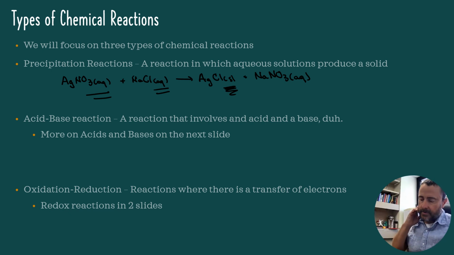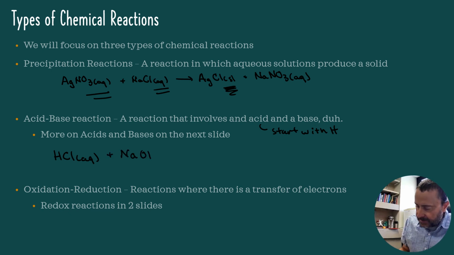All right, acid-base reactions, right? Well, they are going to have an acid and a base reacting together. And we're going to talk more about how to spot acids and bases here in a little bit, but acids start with an H. So unless it's water or hydrogen peroxide, if you see a compound that starts with an H, in your brain you should think, ding, ding, ding, that is an acid. So here I have hydrochloric acid, HCl. I'm going to react it with a base, sodium hydroxide.